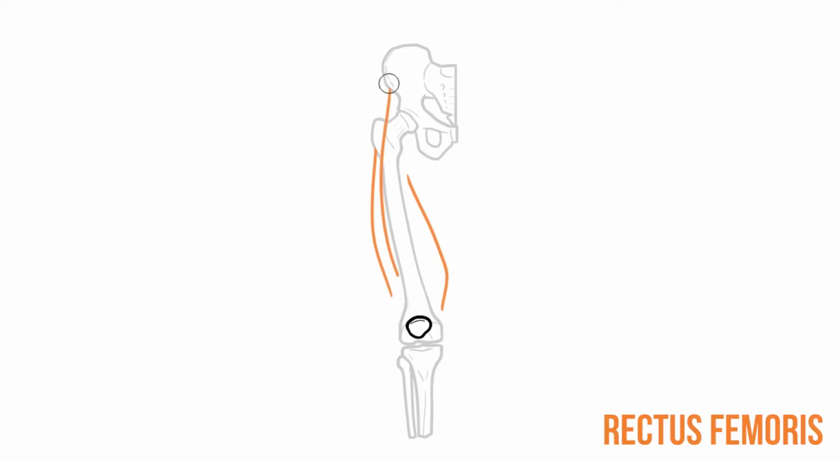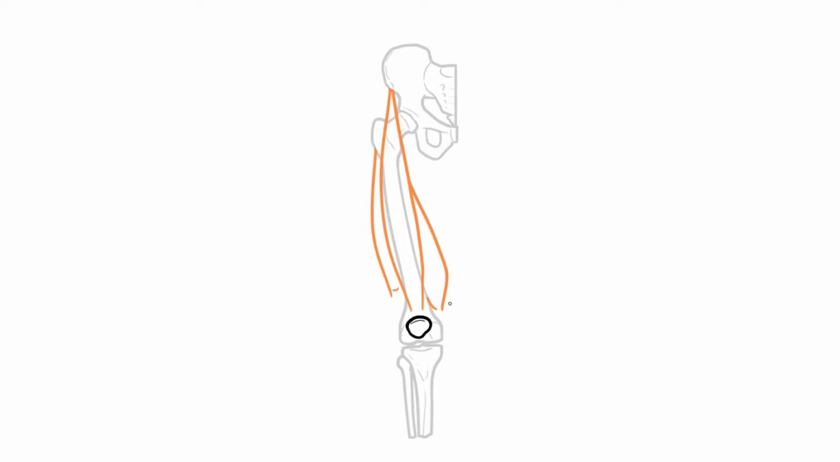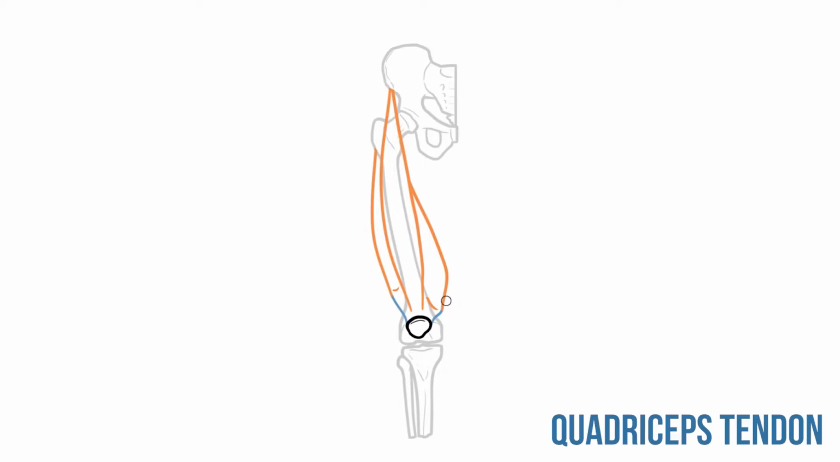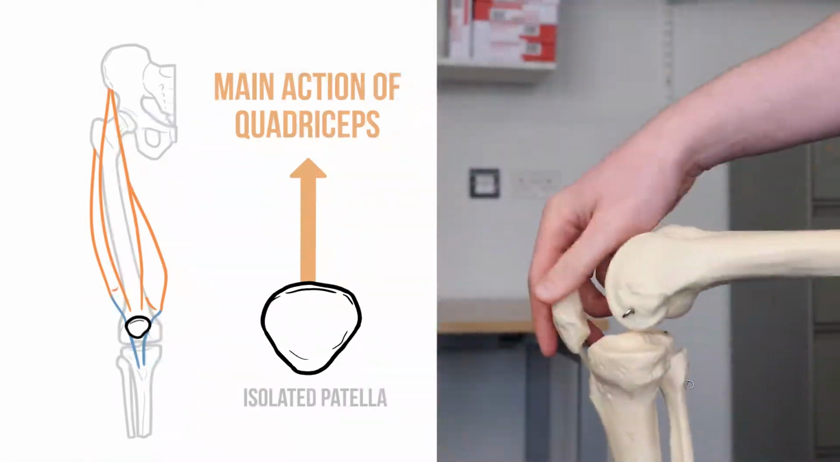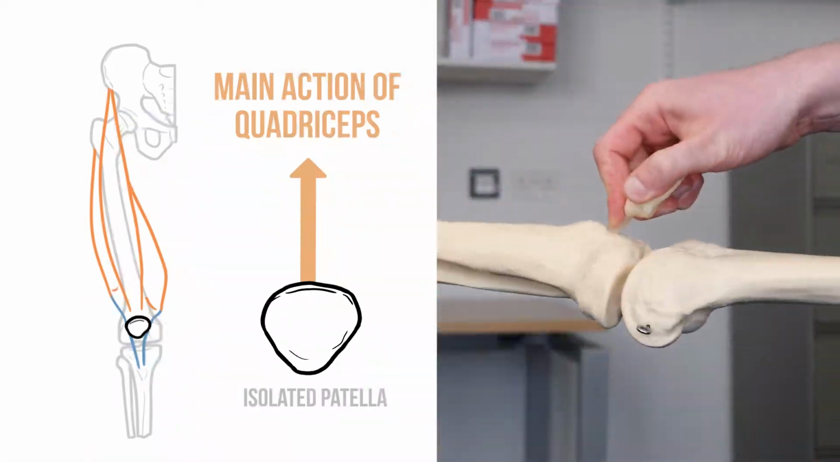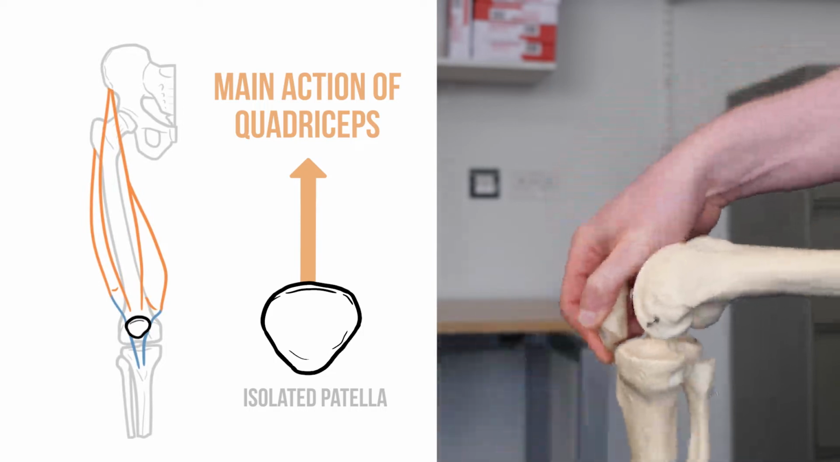We then have rectus femoris passing from the lateral hip and lying over the other muscles. Distally, all 4 heads attach to the patella via the quadriceps tendon. Finally, a patella ligament connects the patella to the tibia. When the quadriceps contract, they'll mainly act to pull the patella upwards. This in turn pulls the tibia forward and brings the knee into extension.